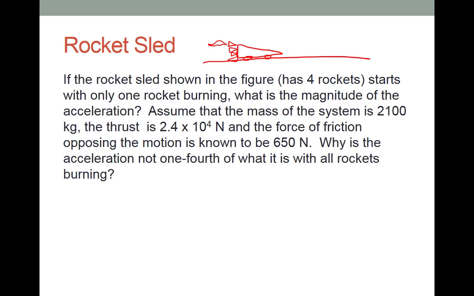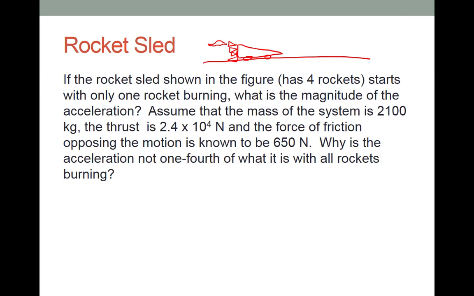And it wants to know what is the acceleration. And it gives you some numbers. Assume that the mass is 2,100 kilograms. The thrust is 2.4 times 10 to the 4th newtons. And the force of friction opposing the motion is 650 newtons. So that's part A, question 1. Why is the acceleration when 1 rocket is burning not 1/4 of what the acceleration would be with all 4 rockets burning?